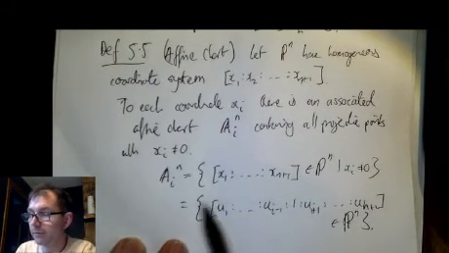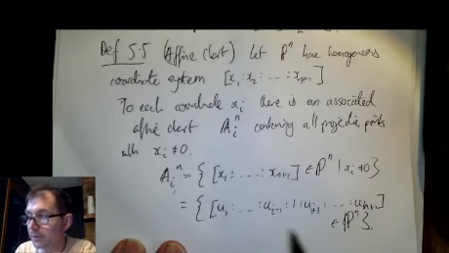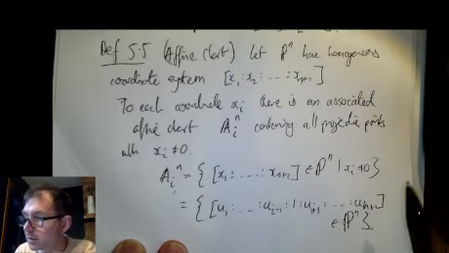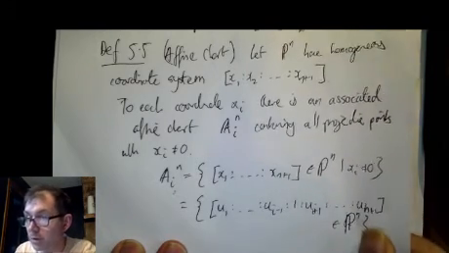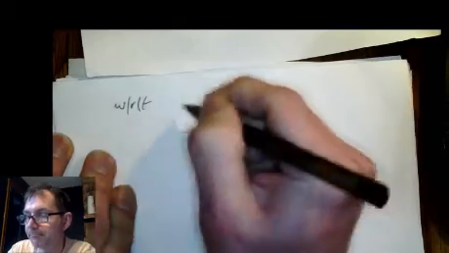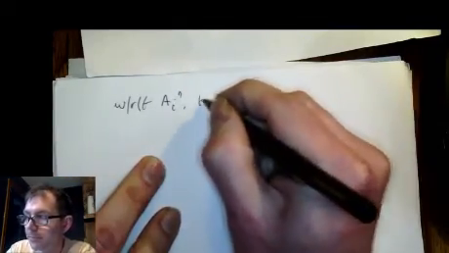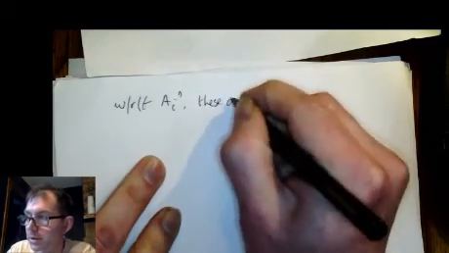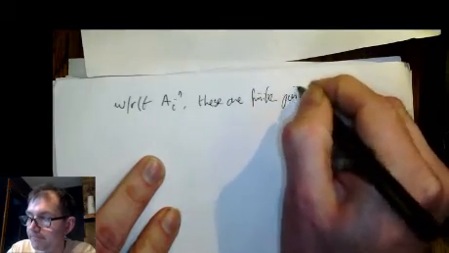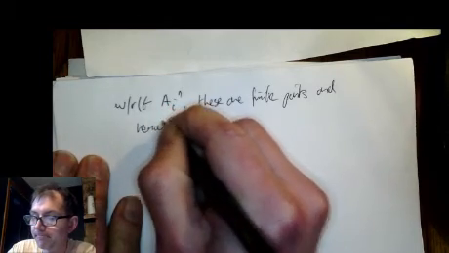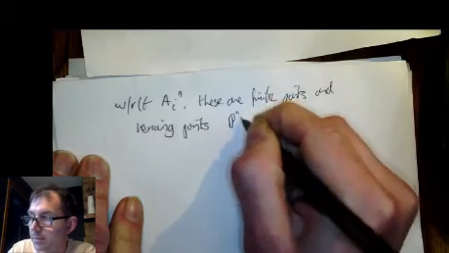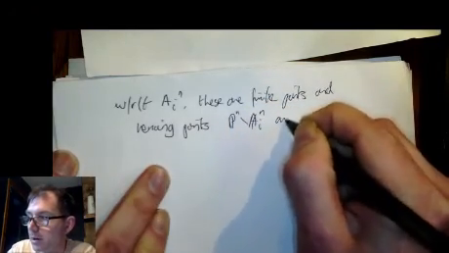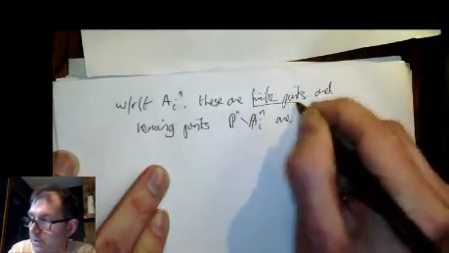So with respect to this chart, these are all referred to as finite points, and the ones that are outside this chart, so the ones where xi is equal to 0, those are thought of as points at infinity. So with respect to A_i^n, this particular chart, these are the finite points, and the remaining points which are in P^n but not in this chart, these are points at infinity.